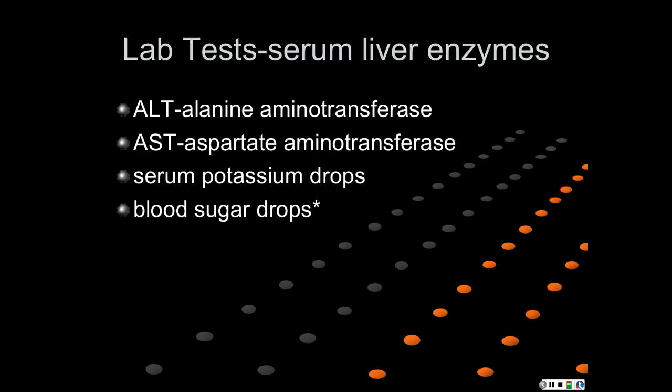Things like serum potassium drops, and blood sugar also drops, because the liver is not able to release what it stores as glycogen because of the damage.